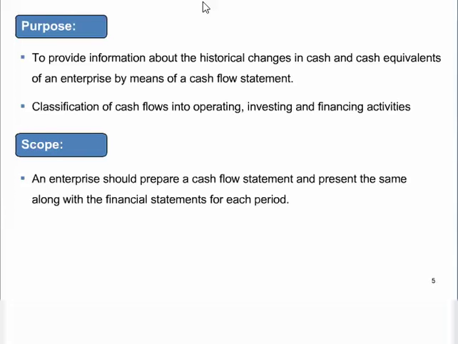is that an enterprise should prepare a cash flow statement and present the same along with the financial statements for each period. So basically, this means that the companies which are level 1 enterprises, required to prepare the cash flow statements, should present the cash flow statement as part of their financial statement. So it becomes an essential component of their financial statement. So a company preparing balance sheet, preparing profit and loss account, and required to prepare cash flow statement should prepare cash flow statement and give the related notes to form a complete set of financial statements.